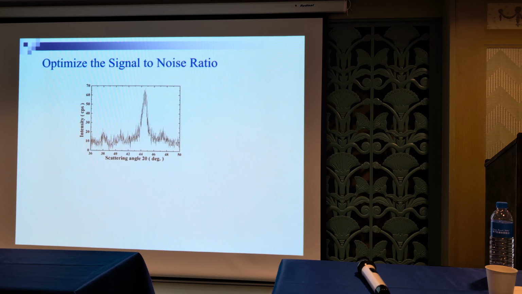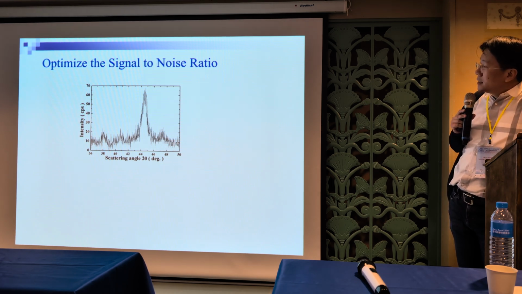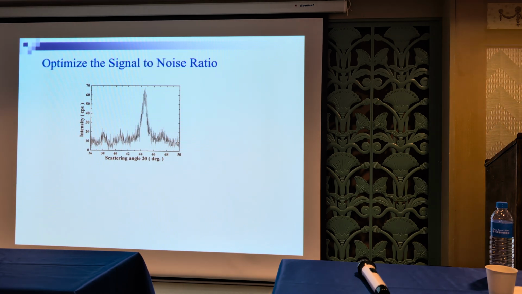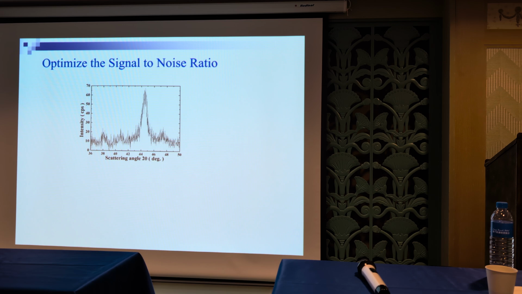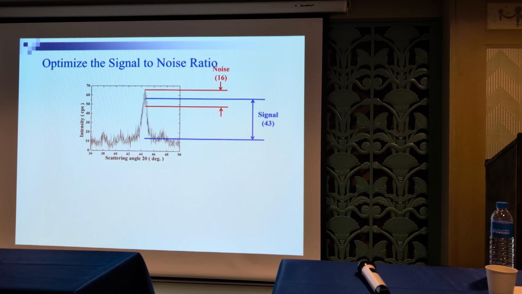But one important thing is the signal to noise ratio. How do you get enough signal to noise ratio for the structural refinement? This is the way to calculate that. In this diffraction pattern, this height we call the signal. In this case, the count would be 43, and the amplitude of this fluctuation is about 16. So we call this the noise.